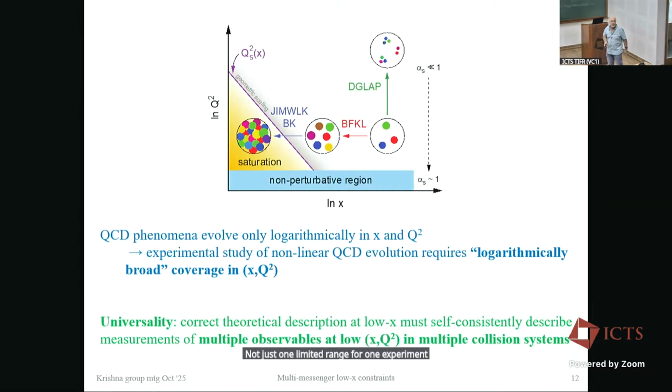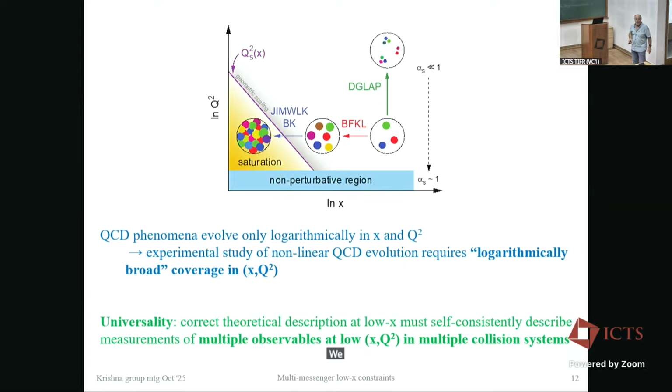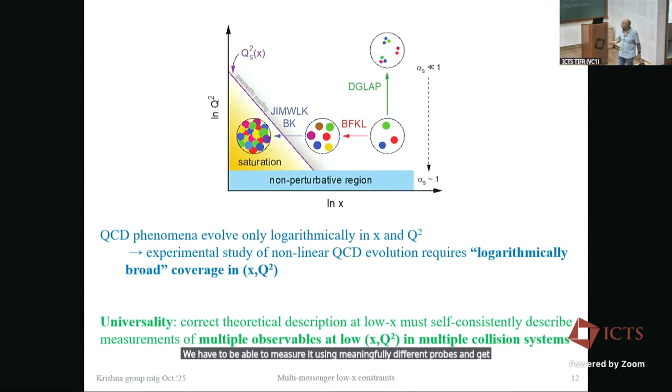And then there's this concept of QCD universality. QCD is the gauge theory of the strong interaction. It's not the gauge theory of the strong interaction only as measured in deep inelastic scattering or only as measured at the LHC. It's a theory of the strong interaction. So if we have a correct description of physics in the saturation regime, we have to be able to measure it using meaningfully different probes and get the same answer.